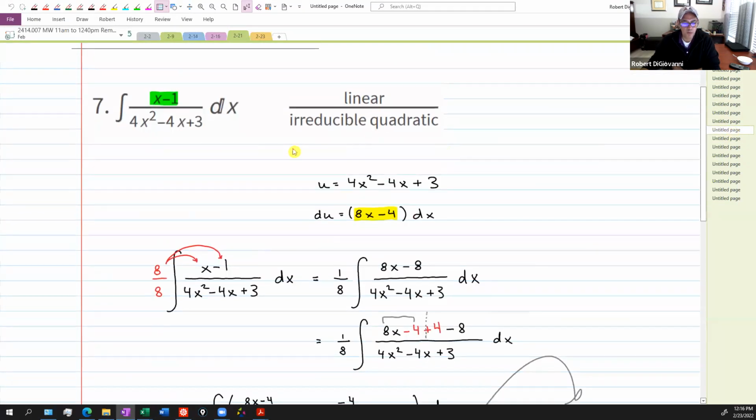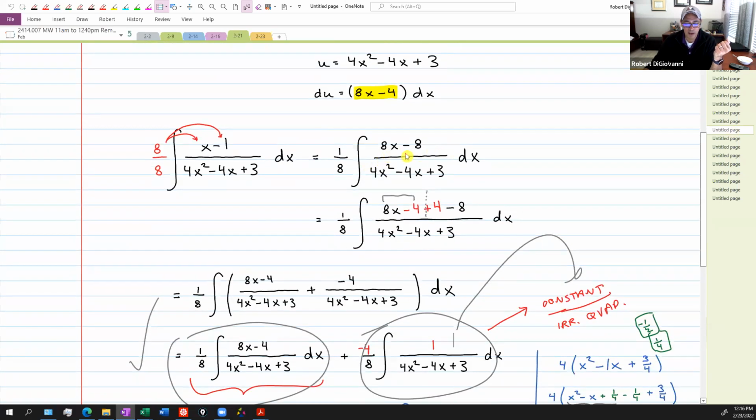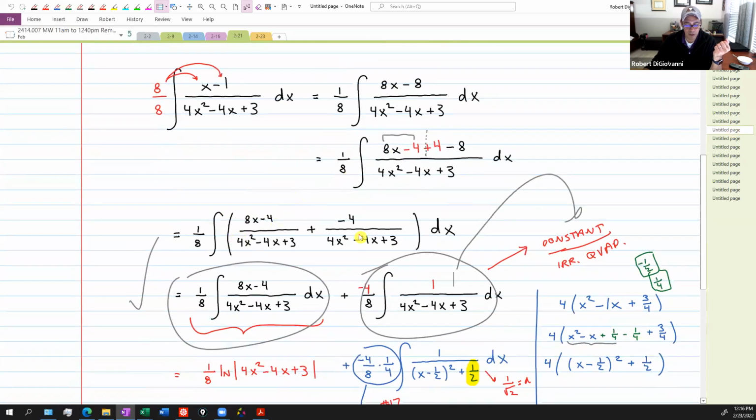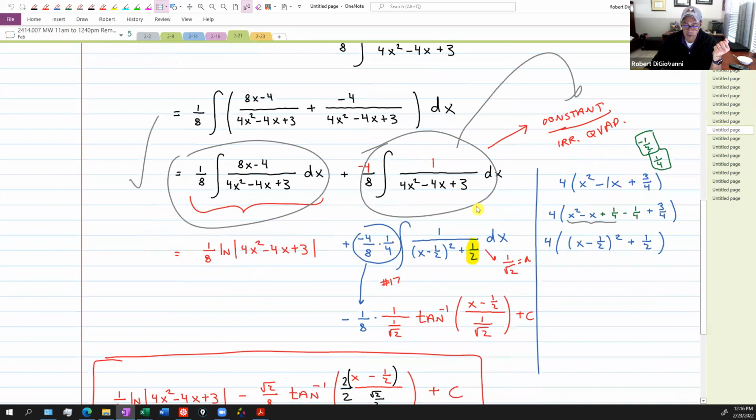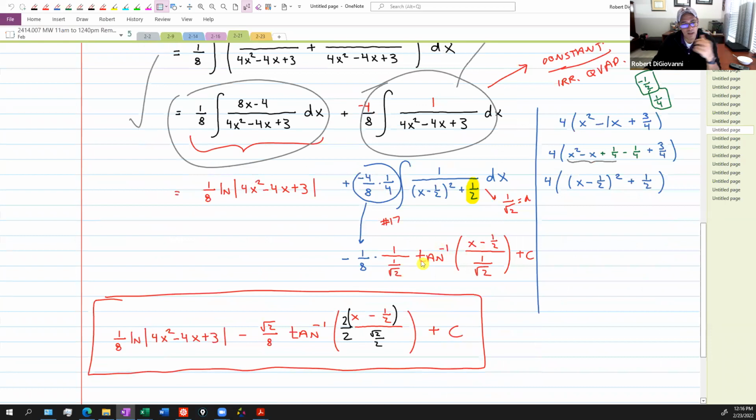This was it. This was the one where I said I like to do it a certain way. If you go to a tutor, it's probably going to be different. This is where I let u be the denominator, and then du is 8x minus 4, but we don't have 8x minus 4, so I had to make it turn into an 8x minus 4. And then when we did that, we split it into 2 integrals. The first one was a basic u sub. The second one required us to do a completing of the square. We completed the square and we got an arctangent at the end. So that would be the next step. I'm not going to rework this.